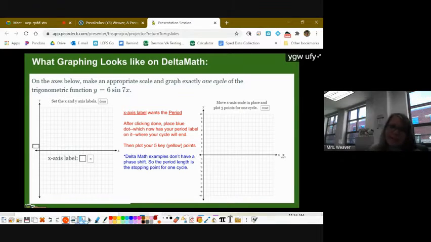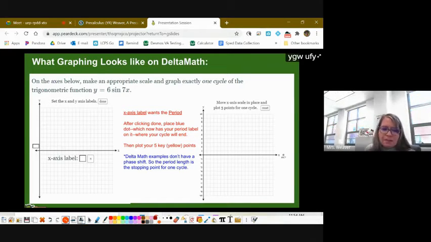And honestly, they really help you out. They do the majority of the hard work for the graphing, but we'll still talk you through it so that you're ready to do it. Okay, so here's a sample problem from Delta Math. It says on the axis below, make an appropriate scale and graph exactly 1 cycle of the trigonometric function y equals 6 sine 7x. Notice this is a simpler equation. All it's got is an amplitude and a b value. That's fine, we can graph it.